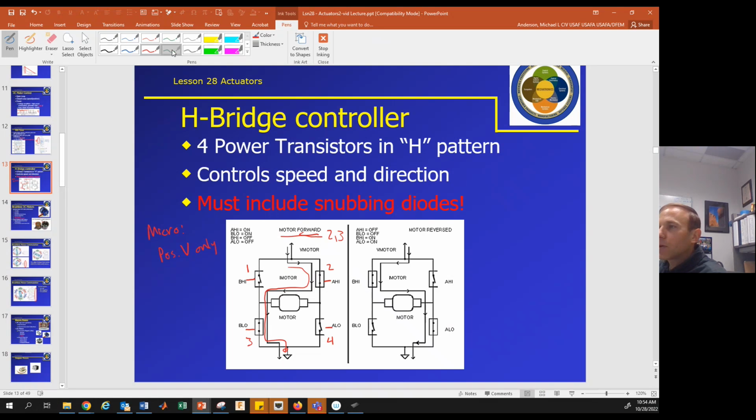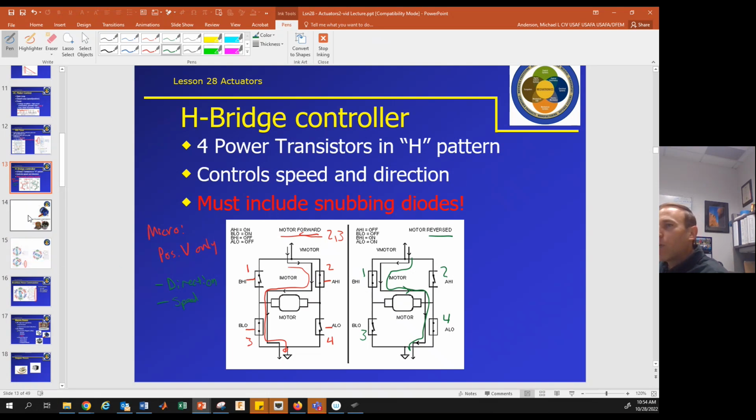If we want it to spin backwards, we shut down 2 and 3, and we turn on 1 and 4. Now current goes this way through the windings, and we see that is the opposite direction of how it flowed in the other case. So that way we can control the speed of the motor. So combining an H-bridge controller with pulse width modulation, we can control both direction and motor speed.